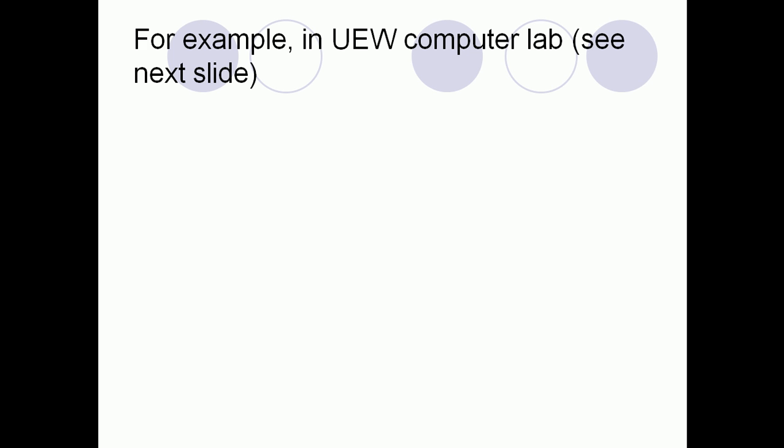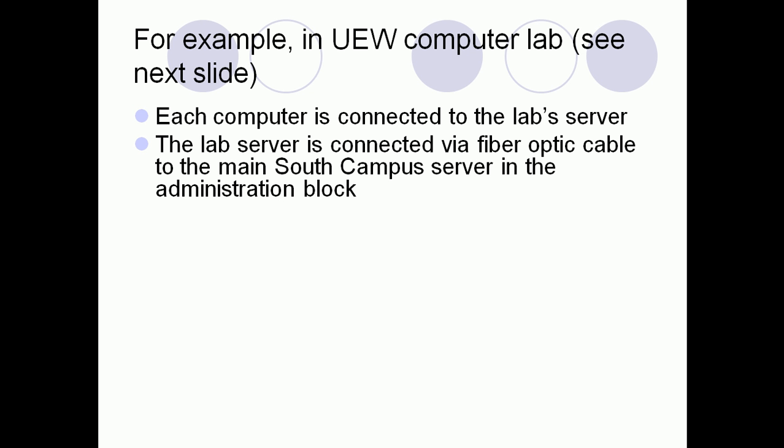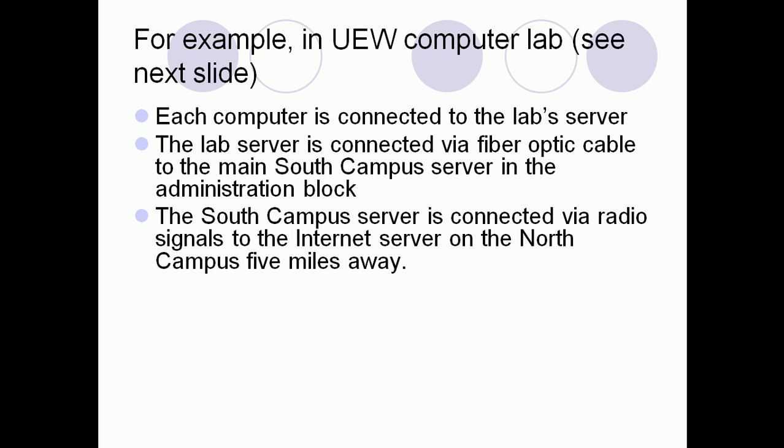For example, in UEW, the main ICT lab or the maths lab, which you see on the next slide, we'll see how the information travels. Each computer is connected to the lab server. The lab server is connected via fiber optic cable to the main South campus server in the administration block. The South campus server is connected via radio signal to the internet server on the North campus. That's about 5 miles away.